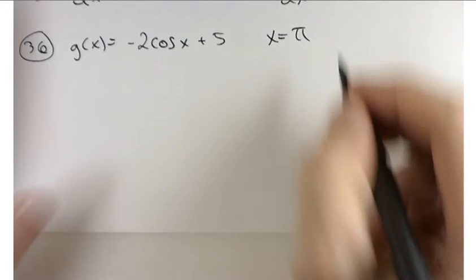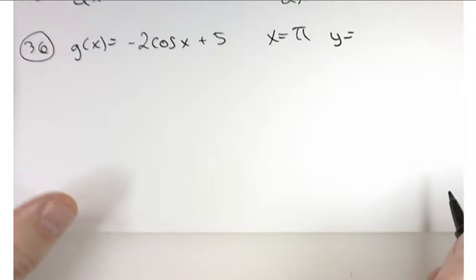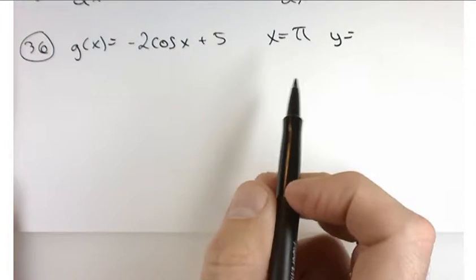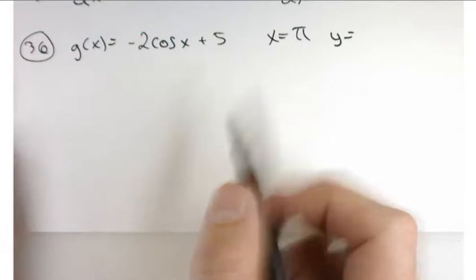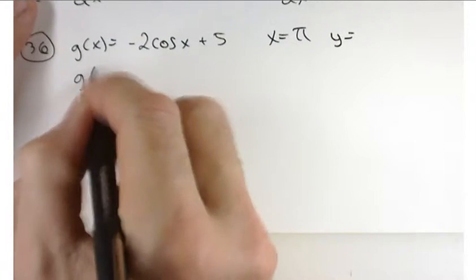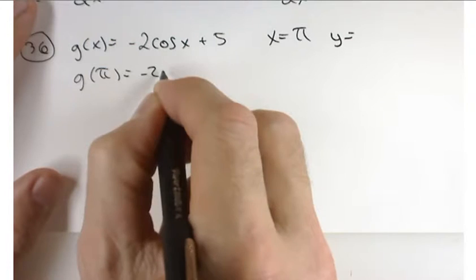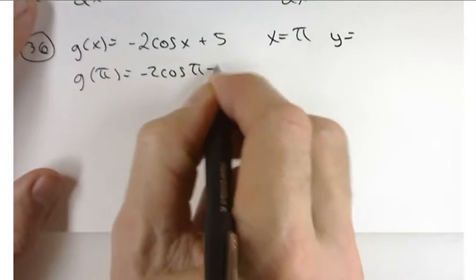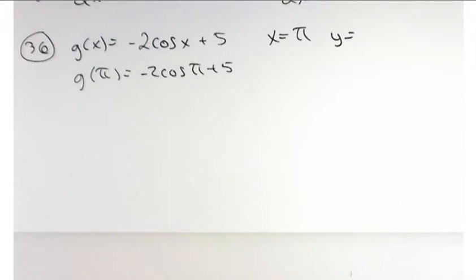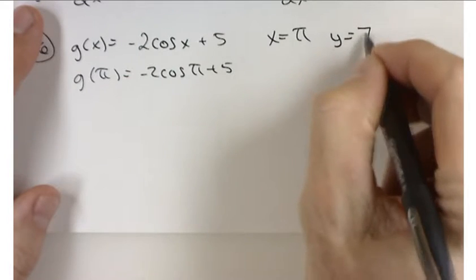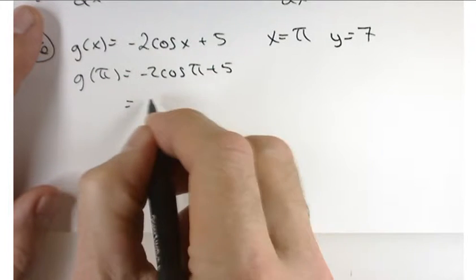How would we find y here? The y coordinate of this point. Yeah, just plug in x, right? So g of pi is negative 2 cosine of pi plus 5. What's the cosine of pi? Negative 1. So negative 1 times 2 is positive 2, plus 5 is 7. So I get a 7 here.